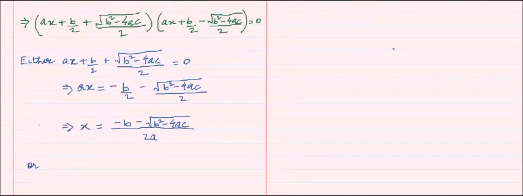For that we have to look at the second part. It is ax plus b by 2 minus under root b square minus 4ac by 2 equal to 0. Either this part is equal to 0 or the other part is equal to 0. Now we will be solving for x from this equation.